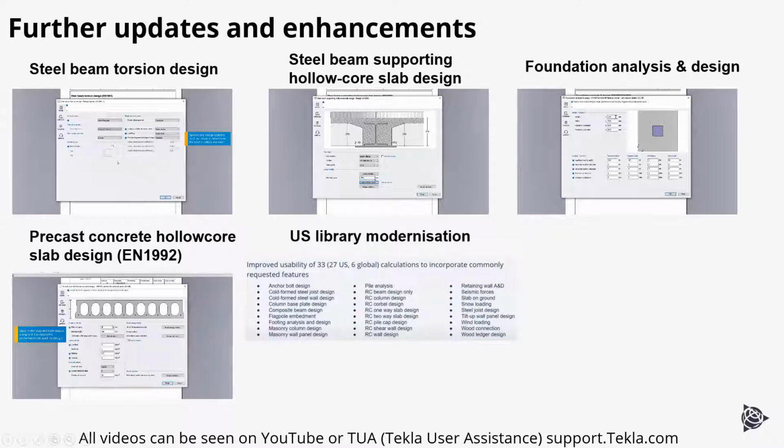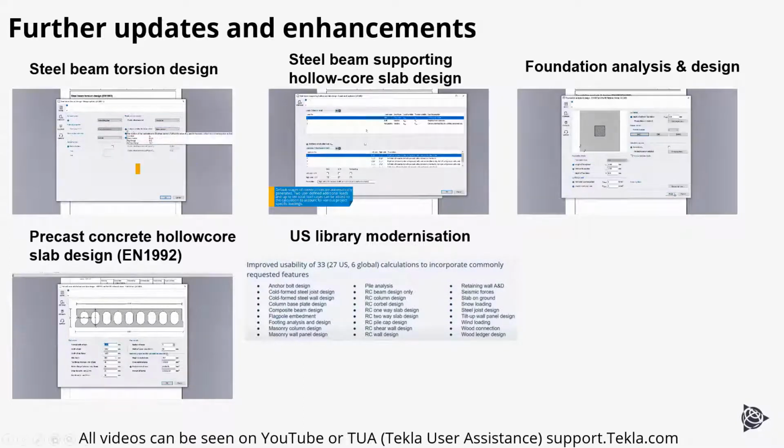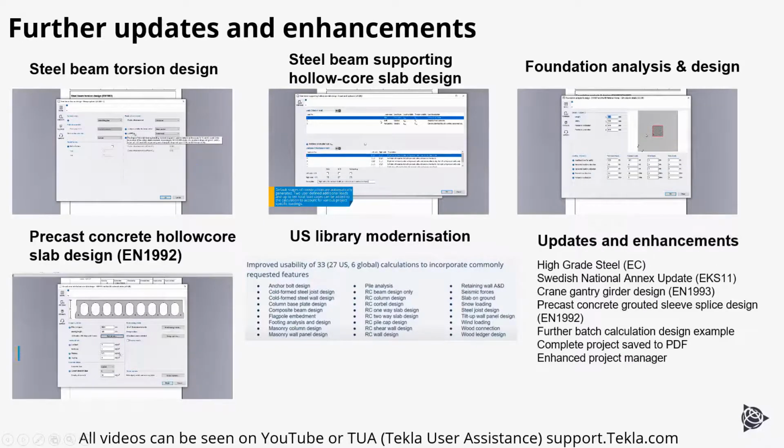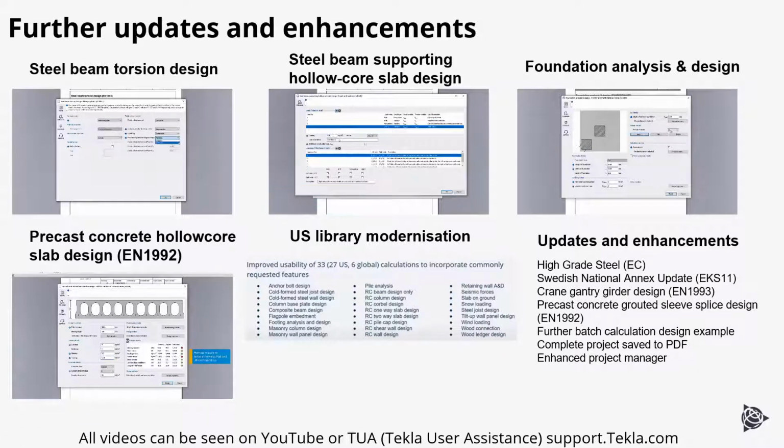US library modernizations, which enhances 33 calculations in the library. Further updates and enhancements like Swedish National Annex update, crane girder gantry design, precast sleeve design, further batch design calculation examples, enhanced project manager functions, and much, much more. Please remember that TEDS is released on the monthly update delivery system. Please always check for updates.